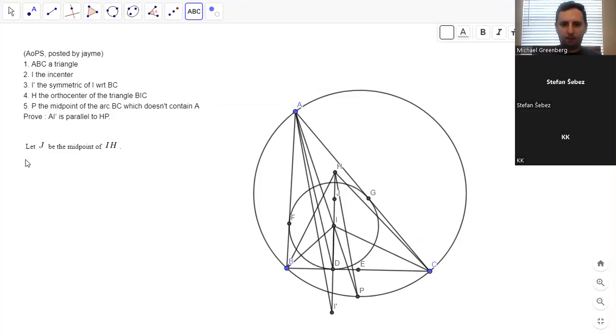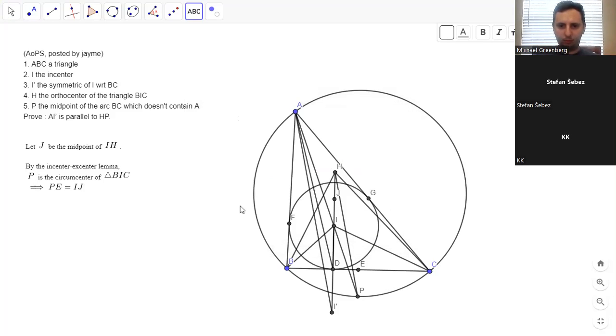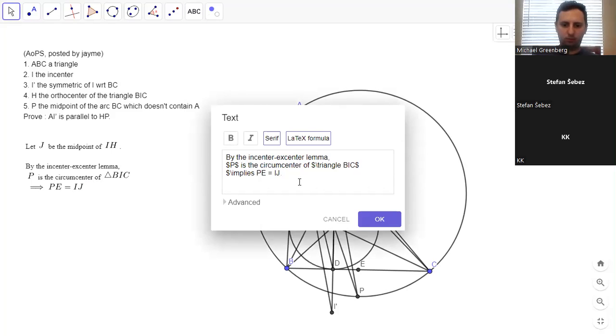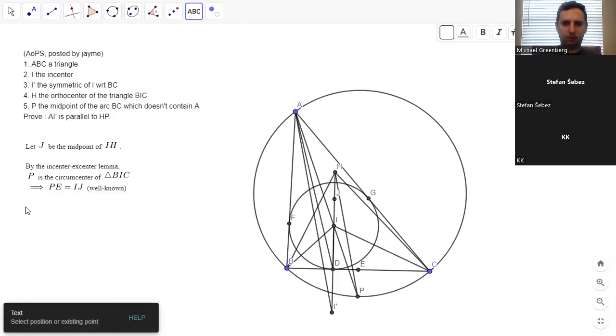So we have the incenter-excenter lemma, P is the circumcenter of BIC. And that means that PE is equal to IJ, that's well known. And once we have that, PI over IJ is equal to PE over PB, or the other way.